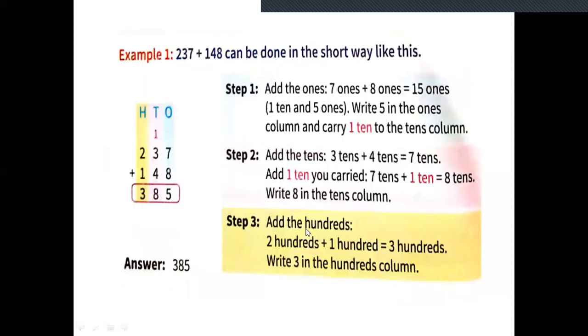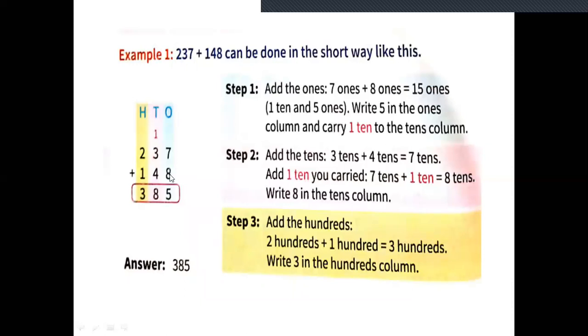Now we will see the example sum in the short way. See now. 237 plus 148 can be done in the short way like this. How are you writing 237 plus 148? Okay. First step, what do we have to do? Always calculate ones place first. So 7 plus 8. What is 7 plus 8?